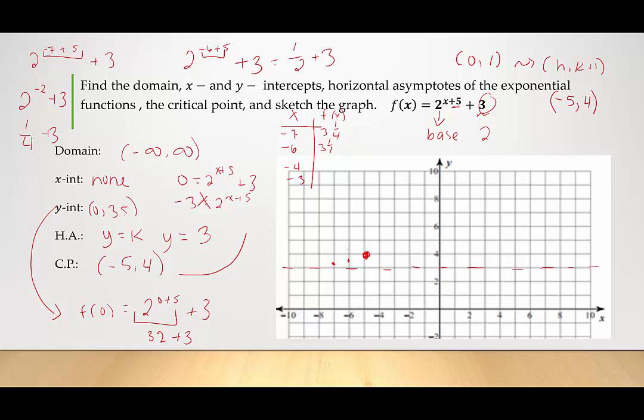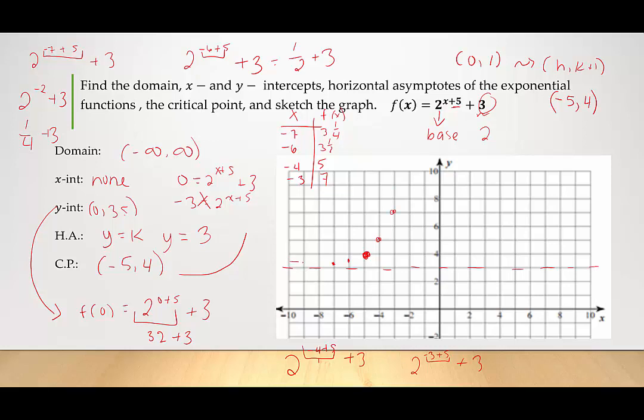If we plug in -4 next, I'm running out of space here. I'm going to go all the way down here. 2 to the -4 plus 5, and that thing plus 3. Well, -4 plus 5 is 1. 2 to the 1 plus 3, that's 2 plus 3 is 5. And last but not least, -3, 2 to the -3 plus 5, plus 3. -3 plus 5 is 2. 2 squared is 4, and 4 plus 3 is 7. So we have (-4, 5) right here. And then (-3, 7) up here.